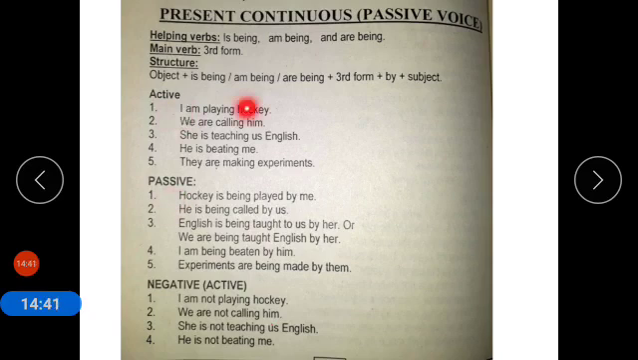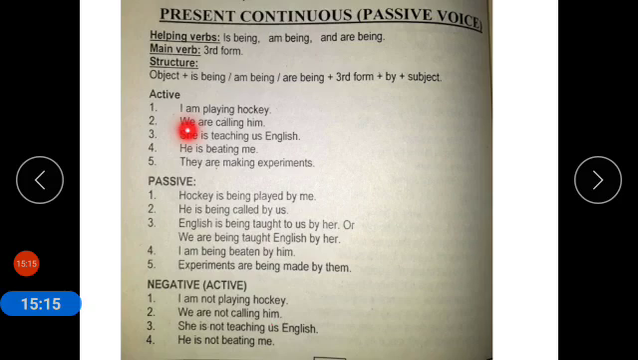I is the subject and hockey is the object. We change the position of subject and object. Hockey, which was the object over here, now we are using as the subject. Hockey is being. So we are using the helping verb is being. Hockey is being, then we will use the third form of the verb, is being played by me. I will change into me. Hockey is being played by me.